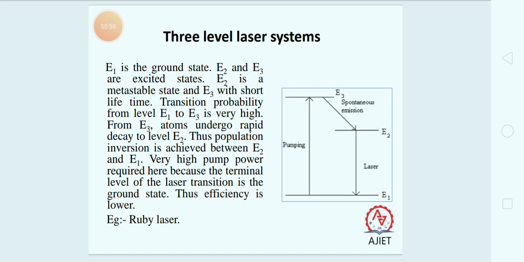So, the Ruby laser makes use of a 3-level laser system. This is just for your information.